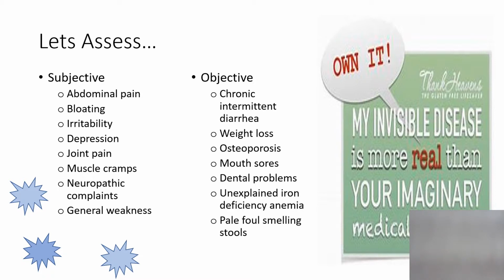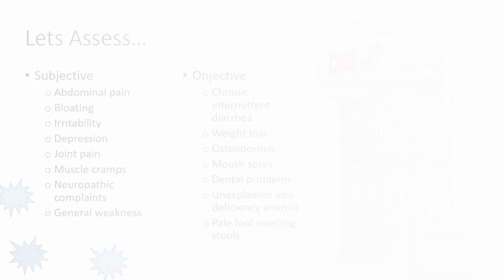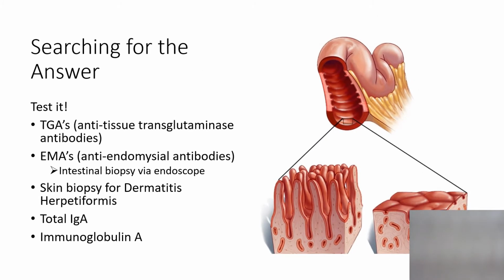So children often have different symptoms than the adults will. They may have poor appetite, vomiting, maybe a swollen belly, chronic diarrhea, delayed puberty, ADHD, different things like that.